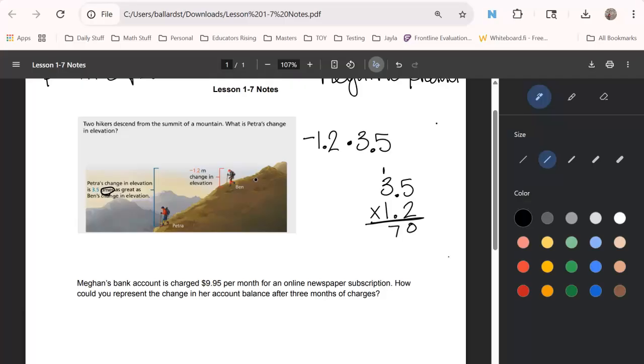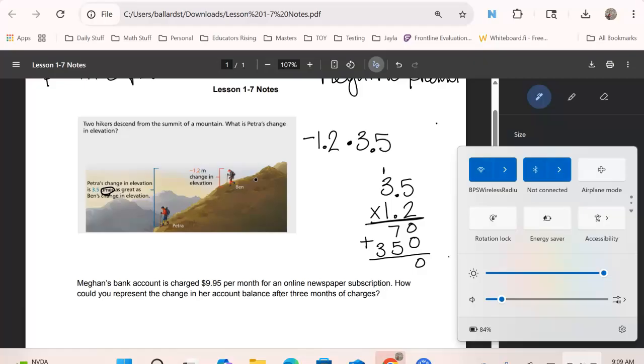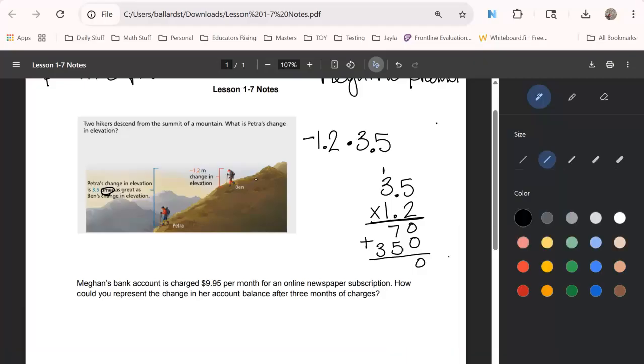And then we have to take 1 and multiply by 5 and 3. But when we start a new row, we start with 0. 1 times 5 is 5, and 1 times 3 is 3. Then we take those two rows and we add down. So 0 plus 0 is 0. Oops, sorry about that. 7 plus 5 is 12. Carry your 1. 1 plus 3 is 4.